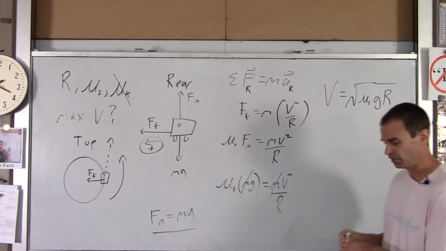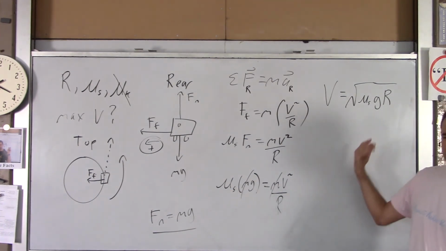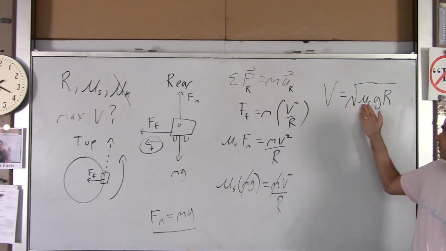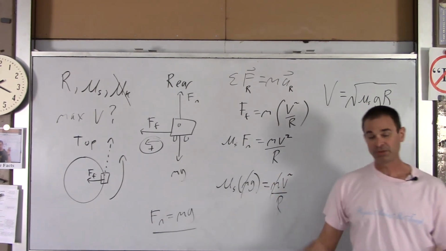And of course, we could throw values in there, but I'll leave that to you to do. You can pick any values you want. So mu sub s for a regular set of tires is roughly 0.8 or something. g is 9.8, and the radius of the turn depends on what turn you want to make.